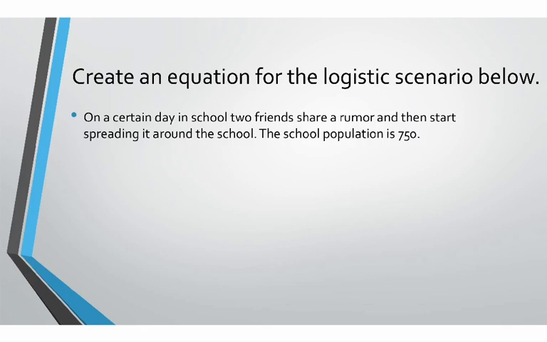So let's take a look again at what a logistic function has to look like. What do we know that we can plug in? Well, one thing we know is this 750. That's going to be the upper limit, right? Because if it's all being contained within the school, there will not be more than 750 people knowing about it. That's telling me 750 is the C value. So at least I know that part.